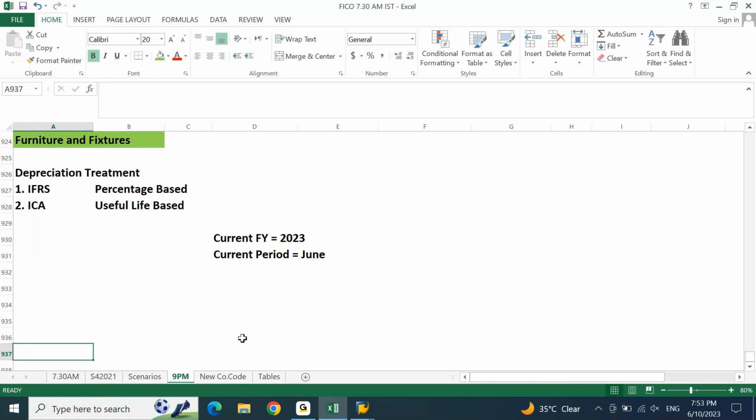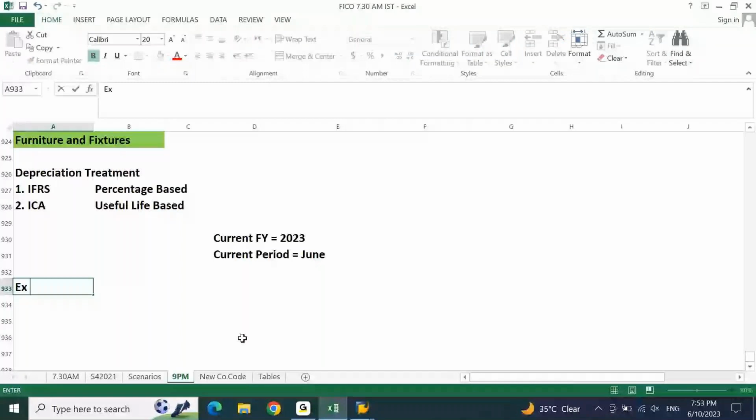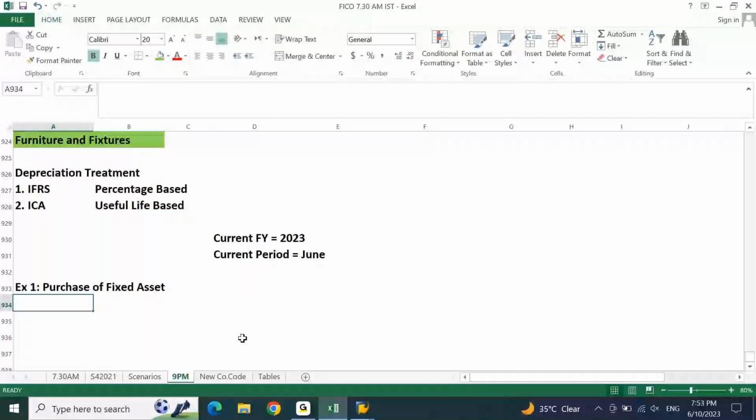Let us not follow it here also. Let's assume that we are on 10th June currently. Furniture. Now when you're purchasing furniture, let's write example number 1. Purchase of fixed asset. Let's assume that a fixed asset is purchased. Now I'll say the fixed asset that we purchased is office chairs or office tables.